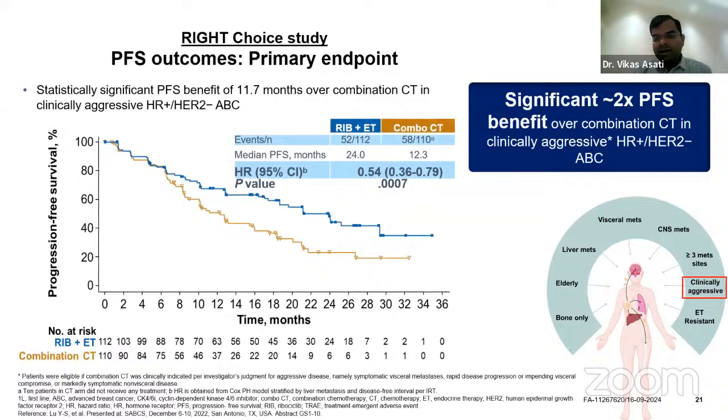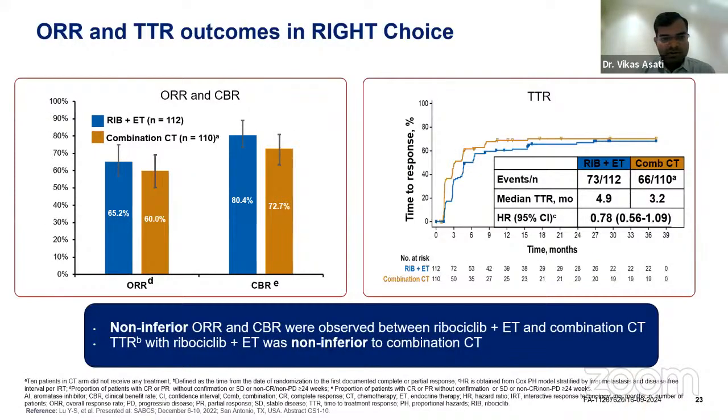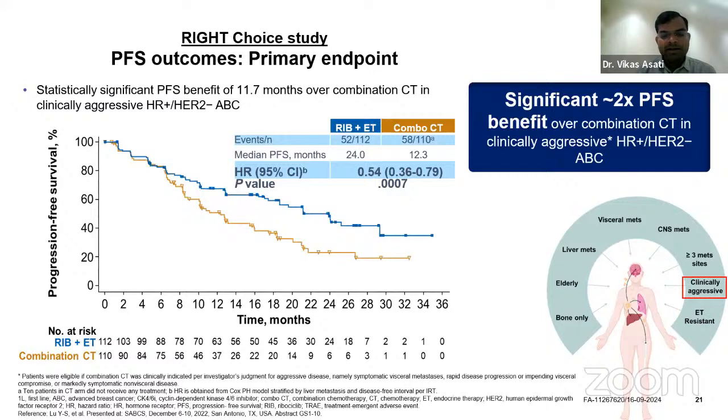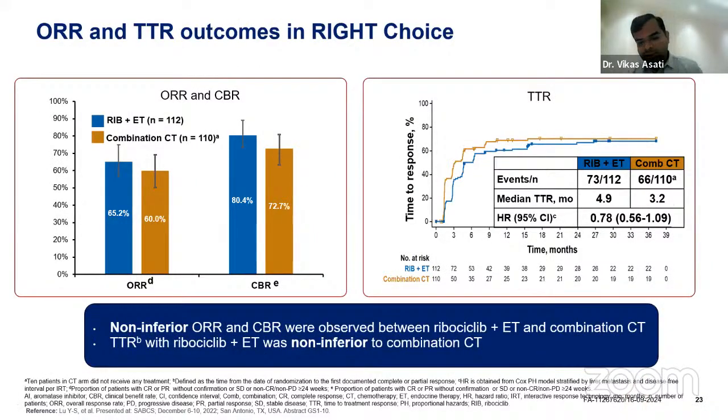So this was the study I was discussing on my first slide, the RIGHT Choice study. And what they did, I will show. One slide is missing. So what they did, they subjected patients with impending visceral crisis to either combination chemotherapy versus ribociclib plus endocrine therapy, and you can see the median PFS almost doubled, 12.3 months versus 24. So this subset of patients can also be subjected to CDK4 plus endocrine therapy.